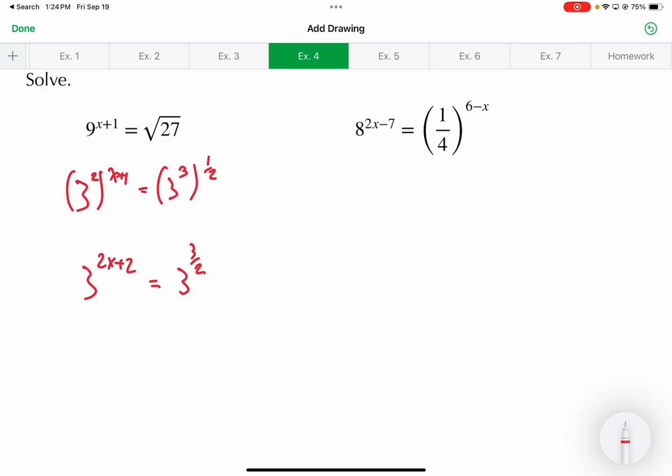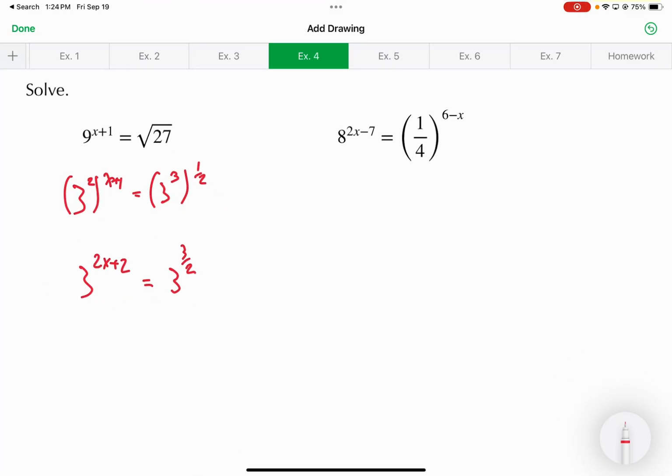Now, do you guys remember what the graph of 3 to the x looks like from Algebra 2? Roughly? It looks something like this. I don't know. Something like that. Would you say that function is 1-to-1? Yes. Yeah. Because of that, I can set these two exponents equal to each other. So because my bases are the same, I can set my two exponents equal to each other. So 2x plus 2 equals 3/2.